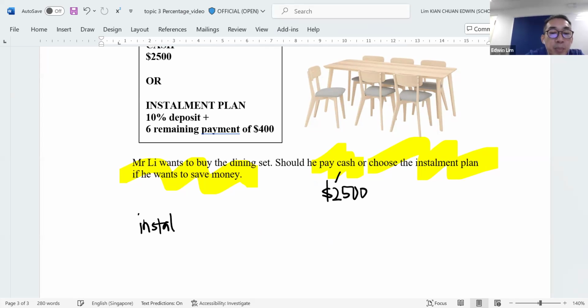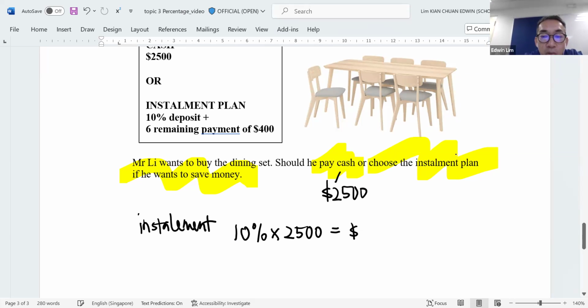How much will it be? Okay, one of the most important thing that you must know is 10% deposit. Deposit, it means the first payment that I need to make. Then I can bring home the dining set to use. I still owe the company some money. The rest of the money that I need to pay will be the 6 remaining payment of $400. So the installment plan, the total amount, I need to find 10% first. 10% of what? 10% of 2,500, which is 250.